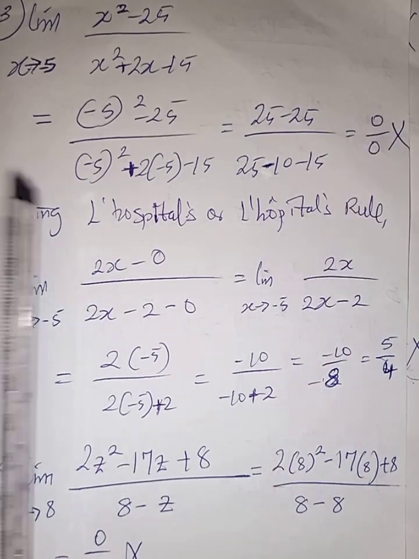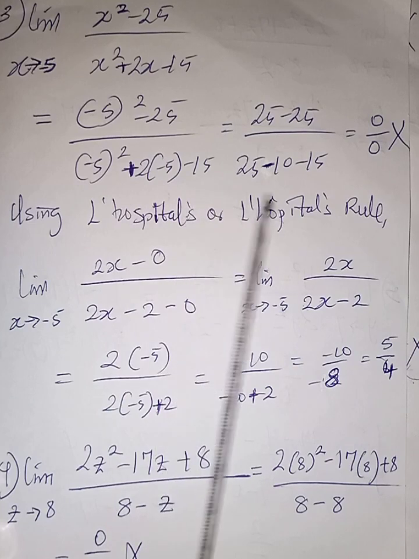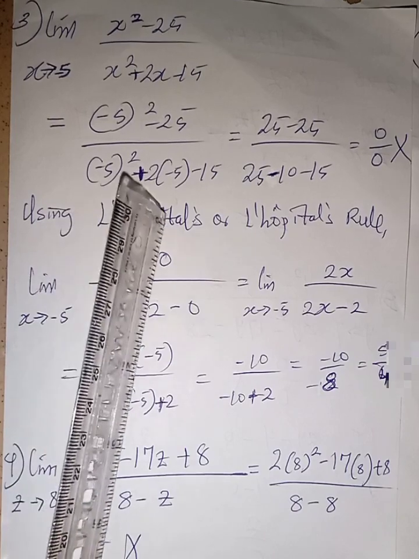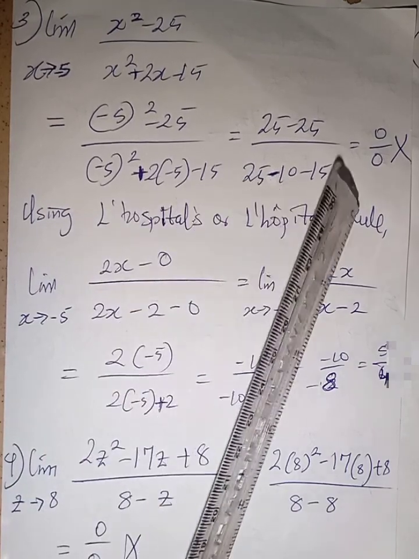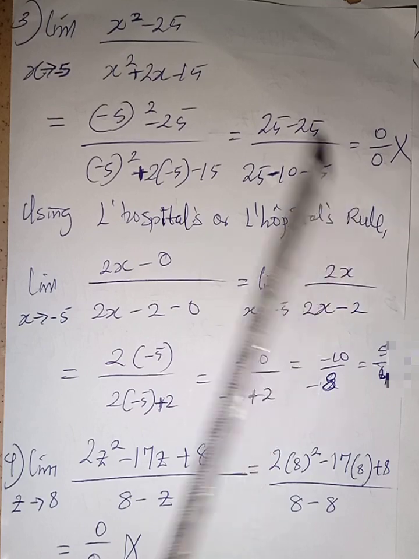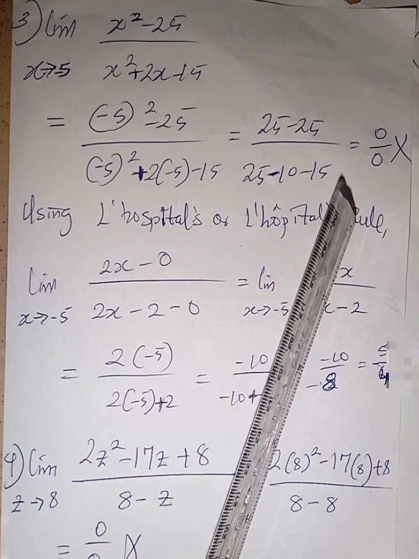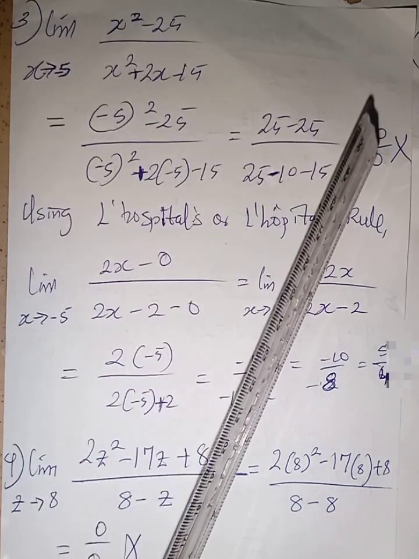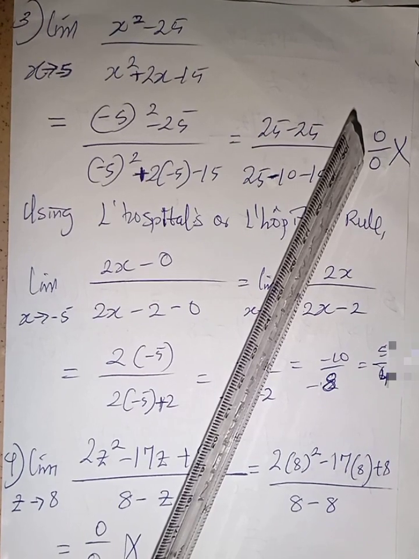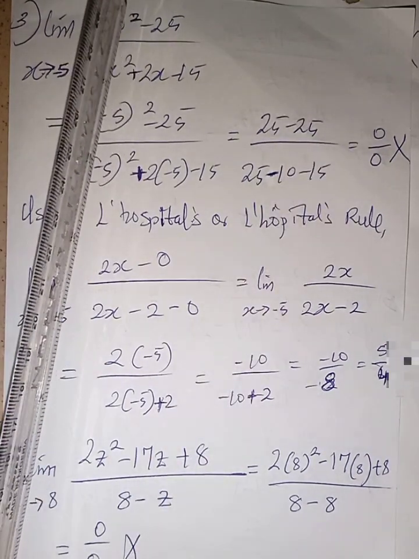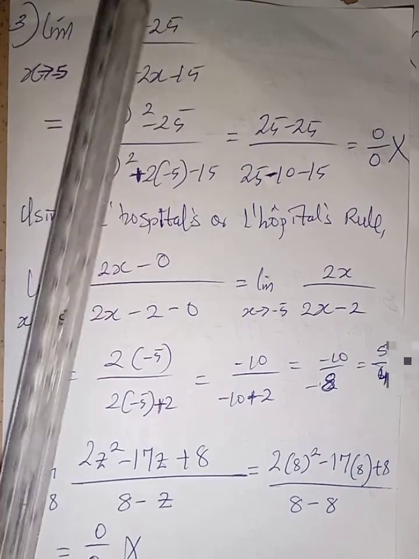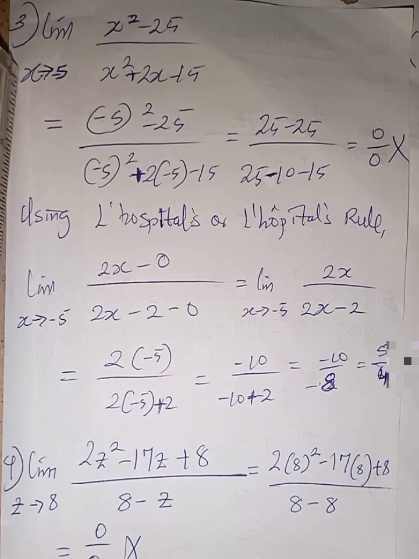So let's use another method, which is the L'Hospital method, or L'Hopital's rule of limits. Now, what is the meaning of this rule? I've explained this rule before in one of my videos, which states that if the direct method did not give us the actual solution to a limit problem, we then differentiate both the numerator and the denominator, with respect to the variable present in the question.